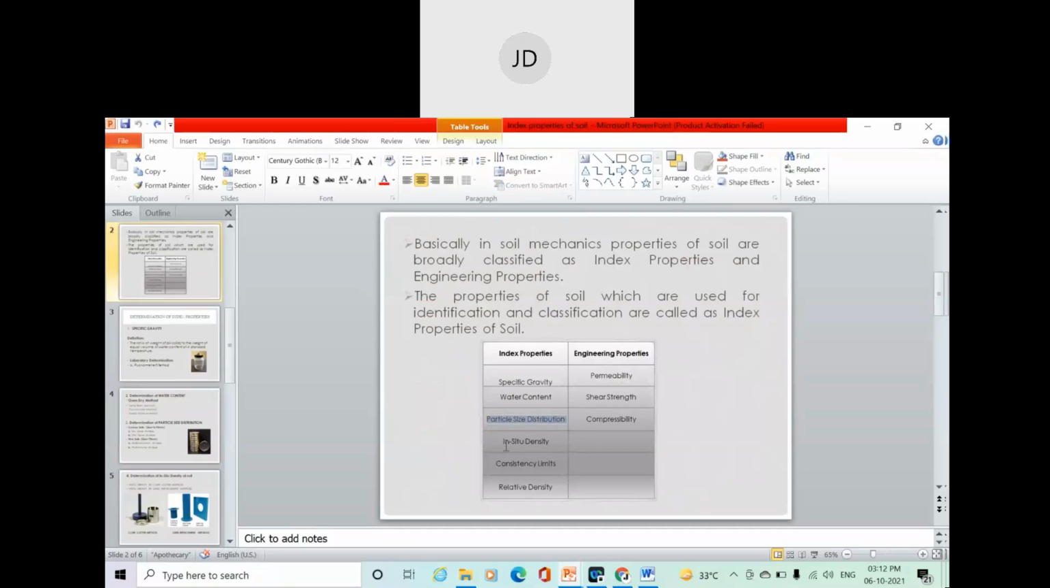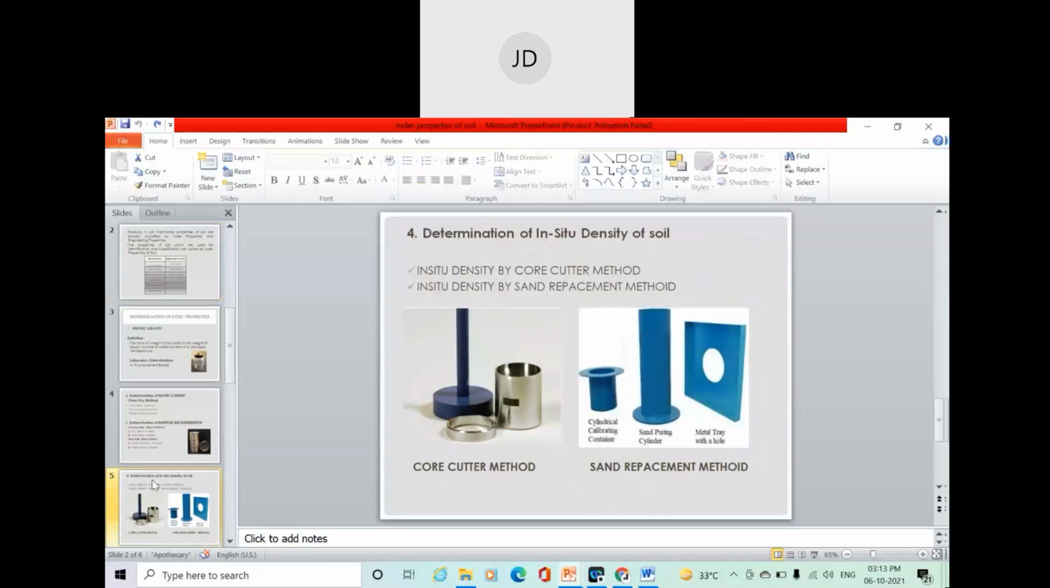Next, we can go for in situ density. Basically, you know what density is: it is mass per volume. And what does in situ mean? In situ means in-field density. To find out the in situ density, we can go for two tests: the core cutter method or the sand replacement method. Even in our laboratory, I think we have done this core cutter method.